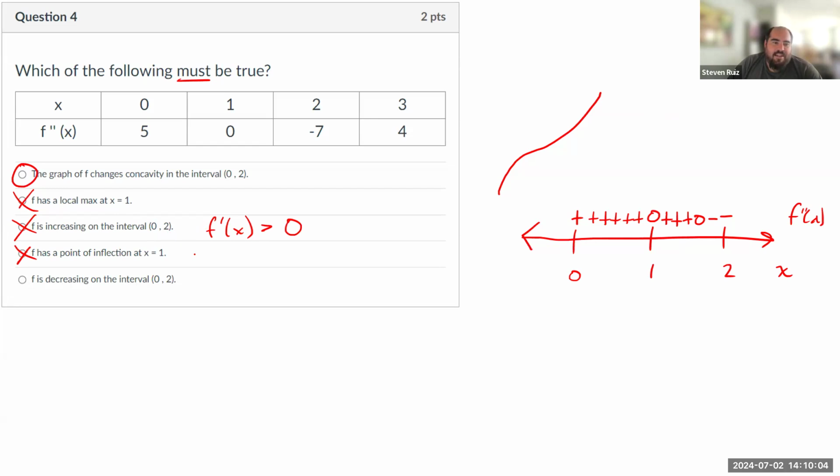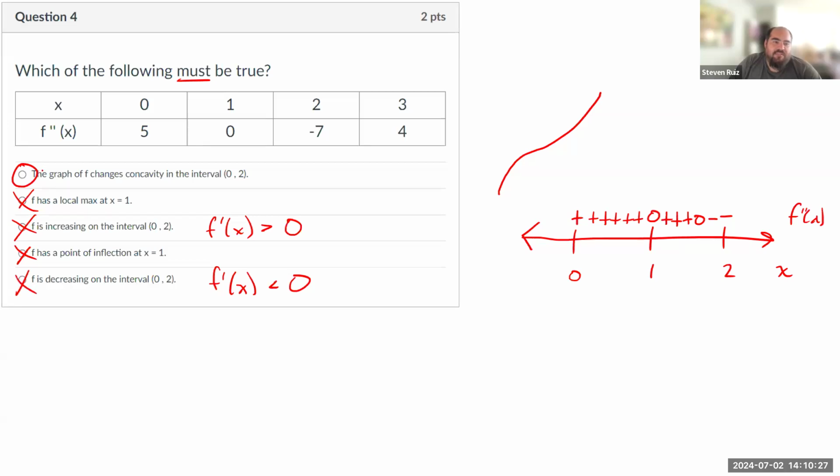F is decreasing on the interval 0, 2. I think for the same exact reason that I threw out the third choice, it's possible for this function to be decreasing everywhere in this interval. It's possible for the first derivative to be always positive or always negative. I can't say that either one of those is happening. Could be neither. I'm going to throw that one out.